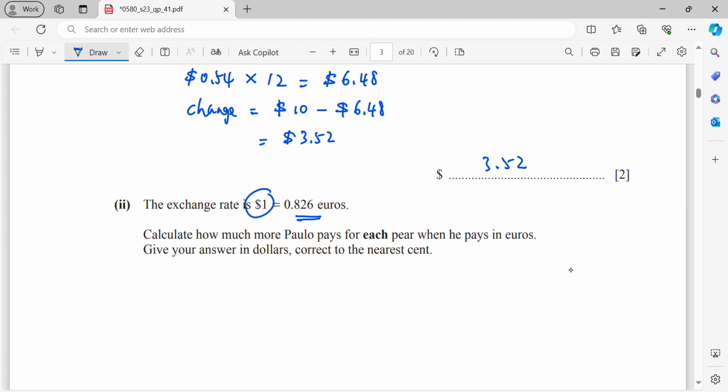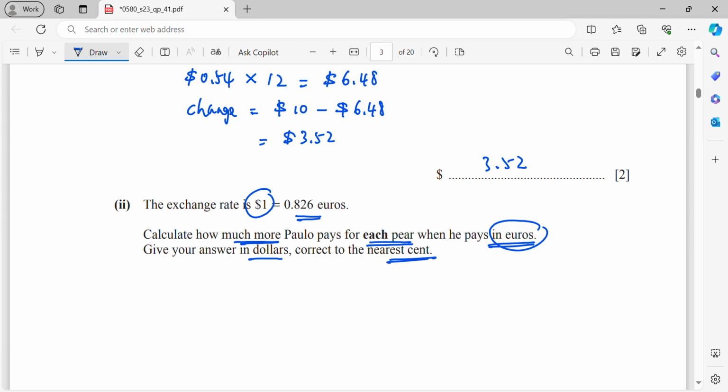Calculate how much more Paulo pays for each when he pays in euros. Give your answer in dollars, correct to the nearest cent. Okay, when he pays in euros, that means now we have to find out.